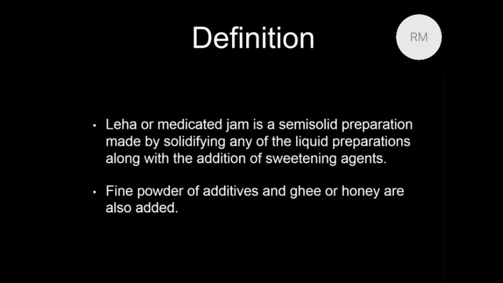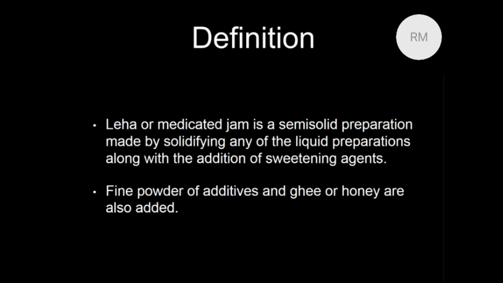And this is a semi-solid preparation, like a jam in consistency. And it is made by a process of solidification of liquid preparations. You take the liquids and then you solidify them by adding sweetening agents and then cooking. Then you add powders, and when it reaches a jam-like consistency, you take it out and use it. So this is the definition of a medicated jam.